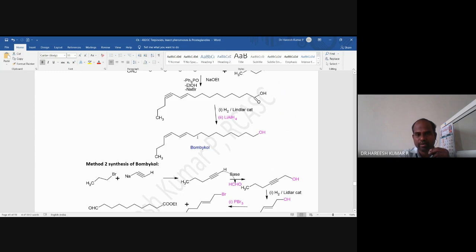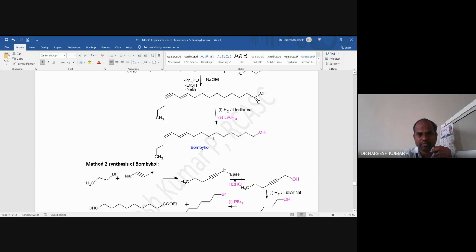So 1, 2, 3, 4, 5, 6, 7, 8, 9 carbon atoms are there and a hydroxy group is there. That's all. So you can remember that there is a methyl group on the left hand side, 2 double bonds in conjugation, 9 carbon atoms and 1 hydroxy. That will be the structure of Bombykol.